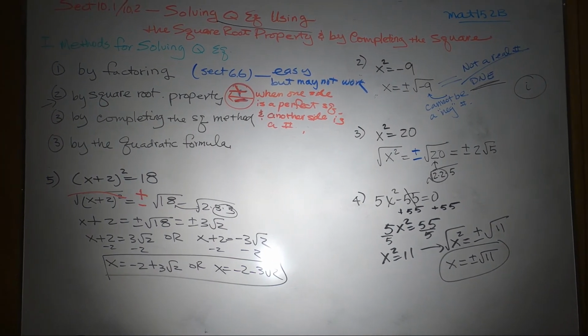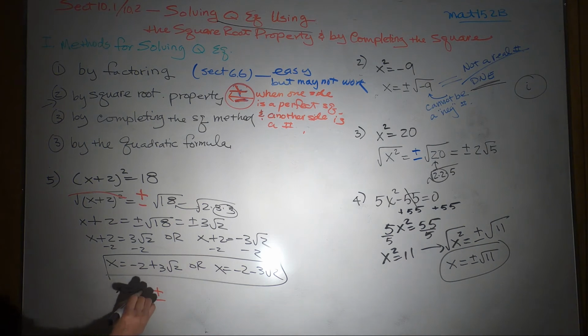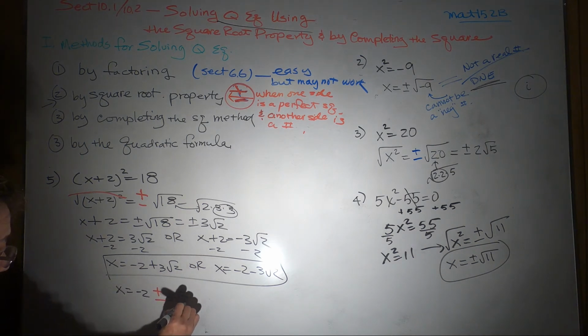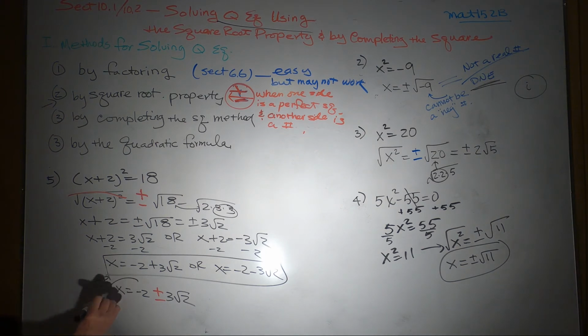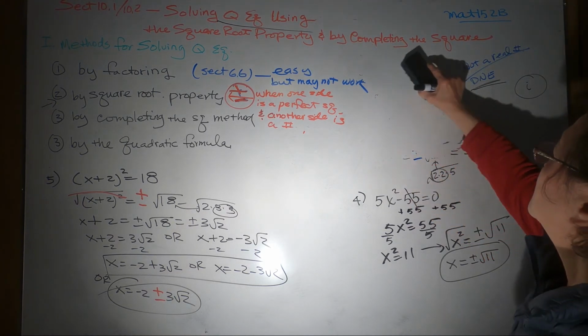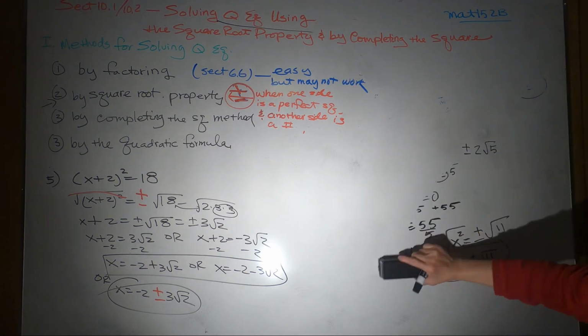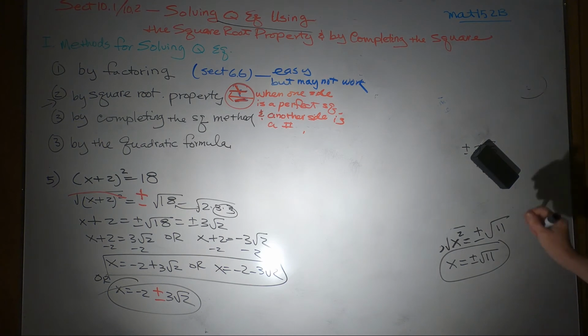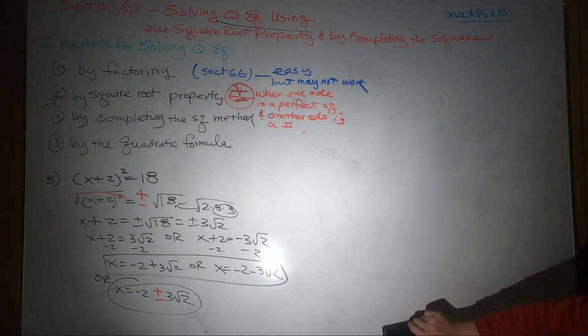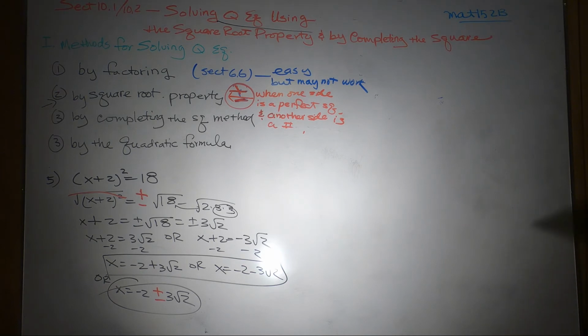On the computer, if you don't have the plus minus symbol together, you cannot write it together. You need to separate them. But for your homework or for the test, you can just write it this way. Putting it together means you have two answers, one is plus, one is minus, right? So we are solving what? Still a quadratic equation, x to the second power, right? With the second method called what?